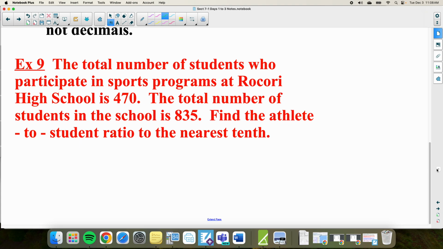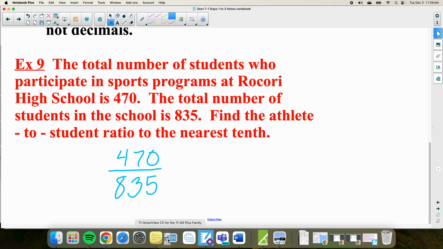Now this one says the number of students who participate in sports programs at Recoria High School is 470. The total number of students in the school is 835. Find the athlete to student ratio to the nearest 10, okay? So the people that are in sports programs is 470. The total people in the high school is 835. Now, I'm gonna show you guys a trick to do if you have a graphing calculator that will help you reduce a fraction like this if you wanna do it a little bit easier.